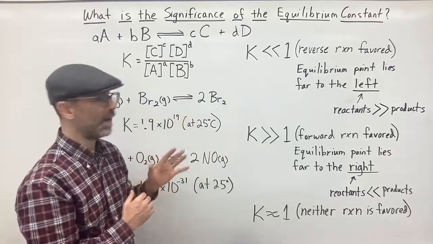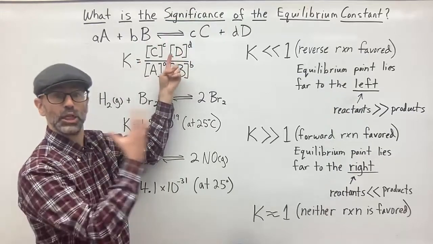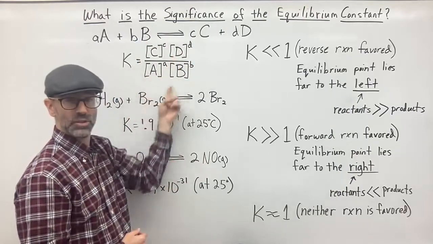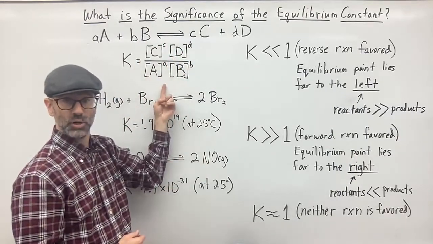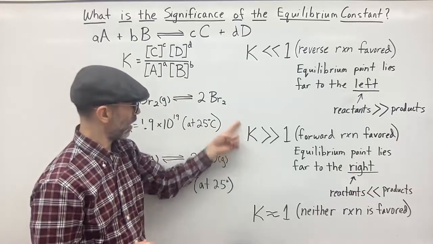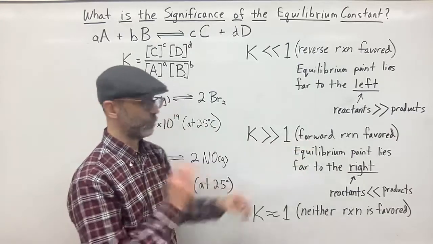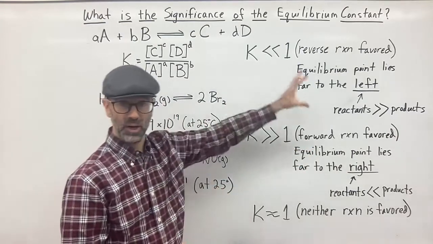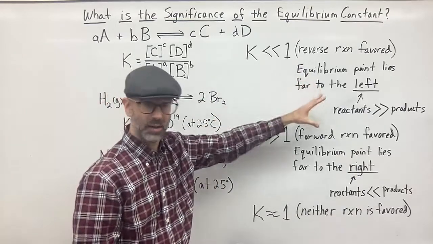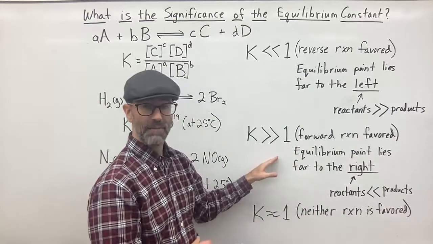When you think of it that way, that means this numerator is going to be large compared to the denominator, which is going to be small. And when that happens, you get a K value that's large. What that means is that the forward reaction is favored. It's going to favor the product side. So the equilibrium point is going to lie far to the right.